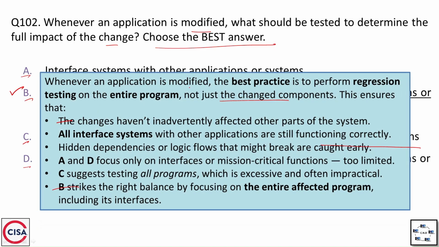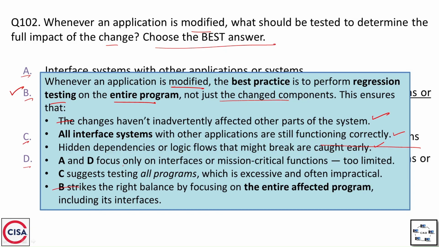So whenever an application is modified, the best practice is to perform regression testing on the entire program, not just the changed components. This ensures that number one, the changes have not inadvertently affected other parts of the system. Number two, all interface systems with other applications are still functioning correctly. Number three, hidden dependencies or logic flows that might break are caught early.